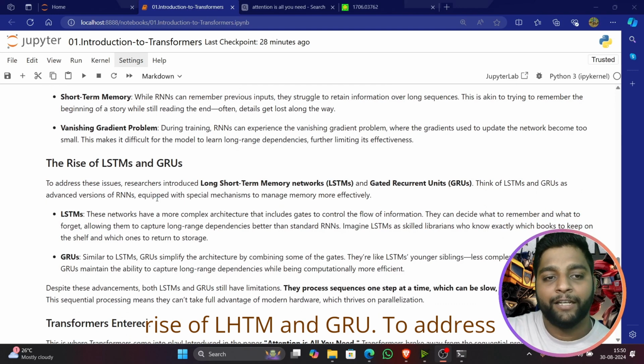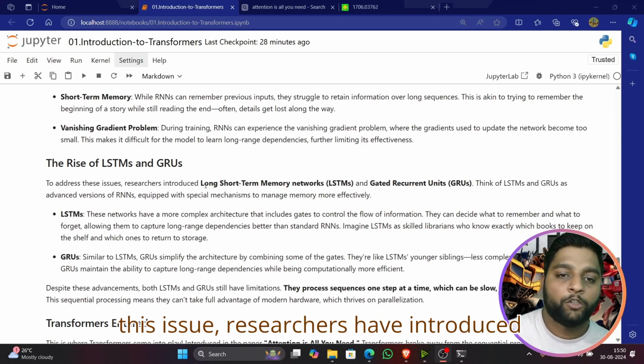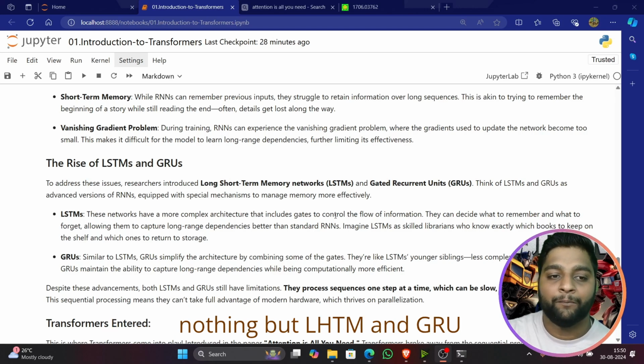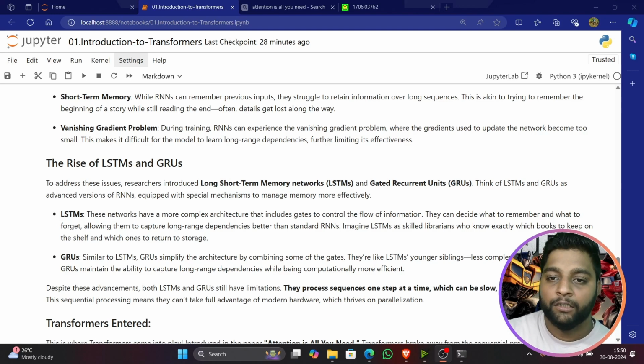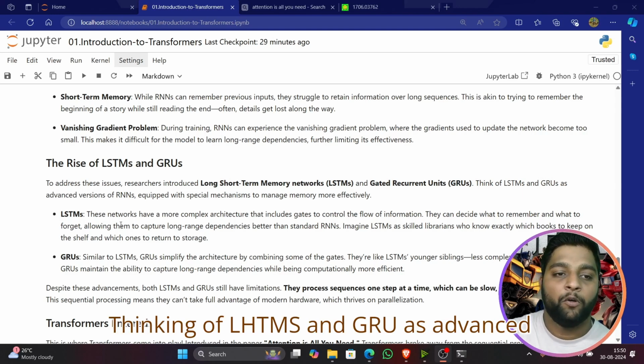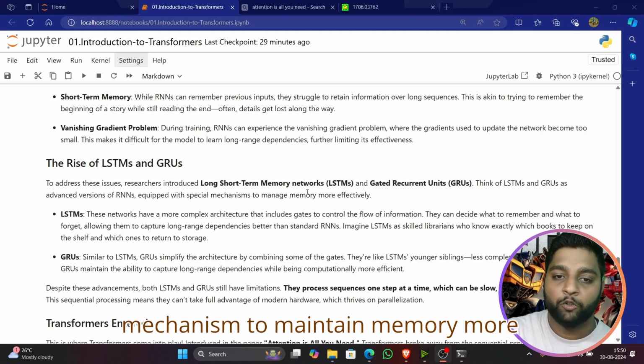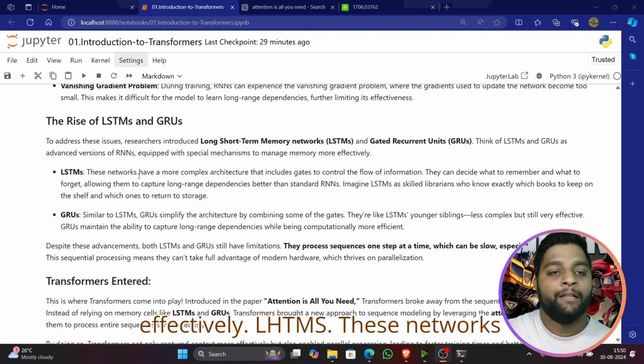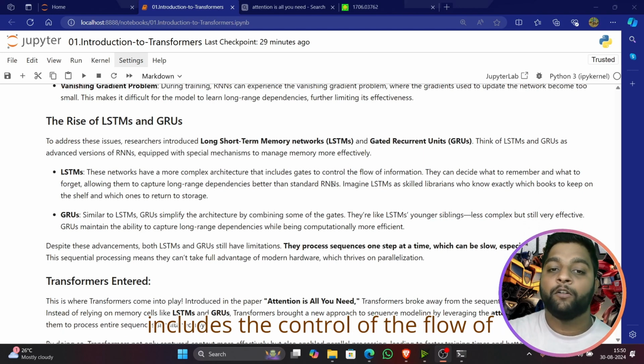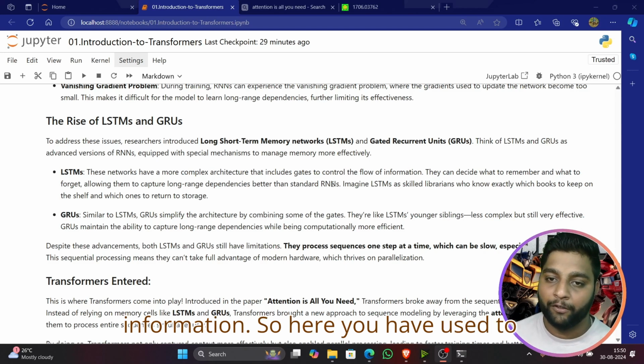The rise of LSTM and GRU. To address this issue, researchers have introduced long short-term memory networks, which is nothing but LSTM, and GRU, gated recurrent neural network. Think of LSTMs and GRUs as advanced versions of RNNs, equipped with specific mechanisms to maintain memory more effectively. LSTMs: these networks have a more complex architecture that includes control of the flow of information.